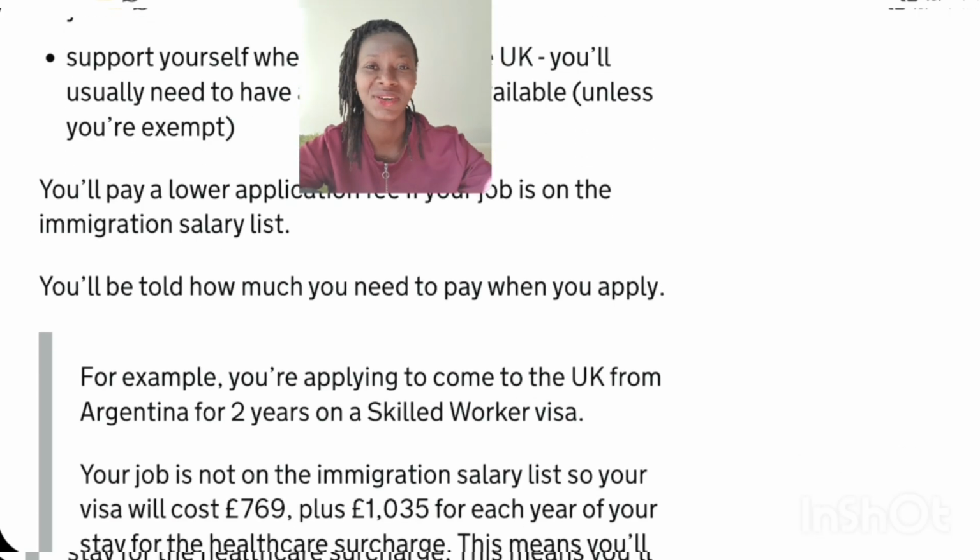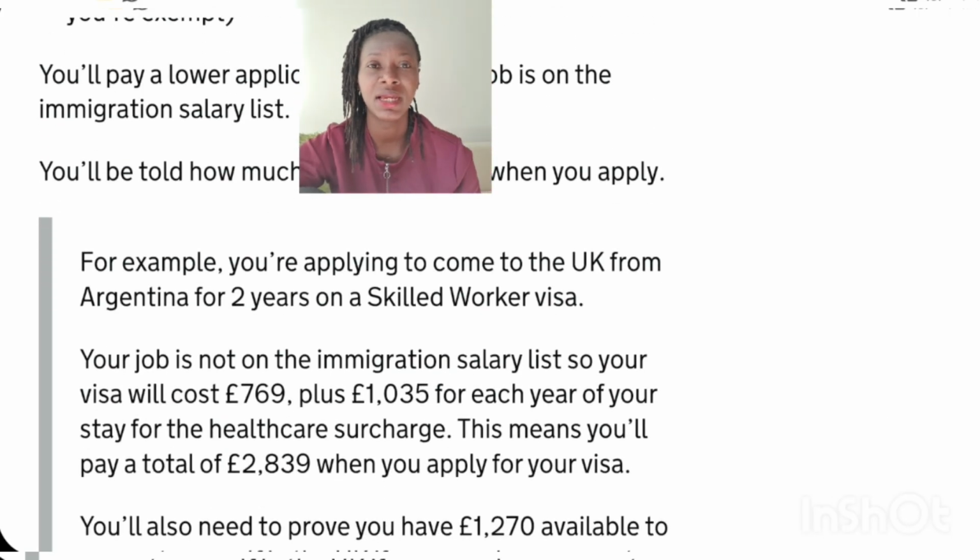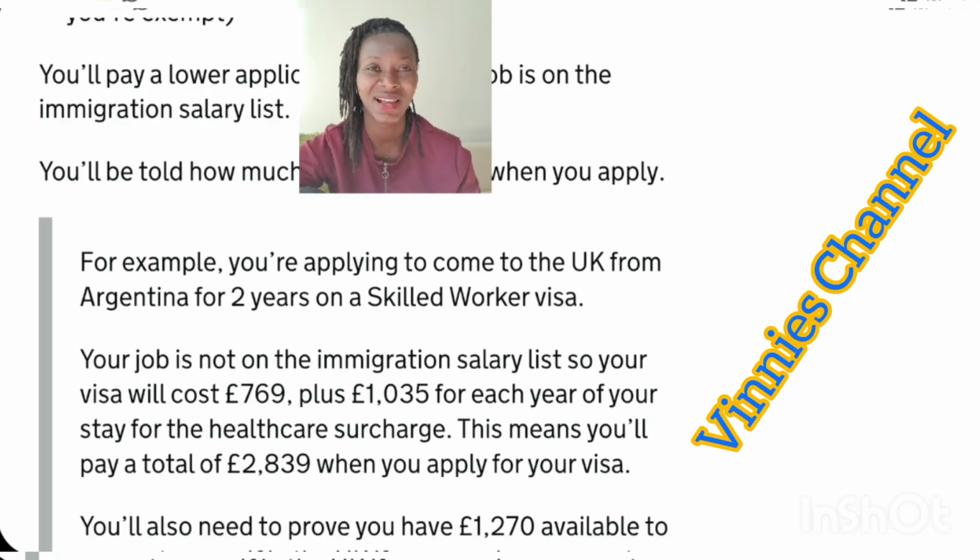So for example, if you are applying to come to the UK from Argentina for 2 years on a skilled worker visa, and your job is not on the immigration salary list, your visa will cost £769 plus £1,035 for each year of your stay for the health surcharge. This means you will pay a total of £2,839 when you apply for your visa. I think this is clear enough.